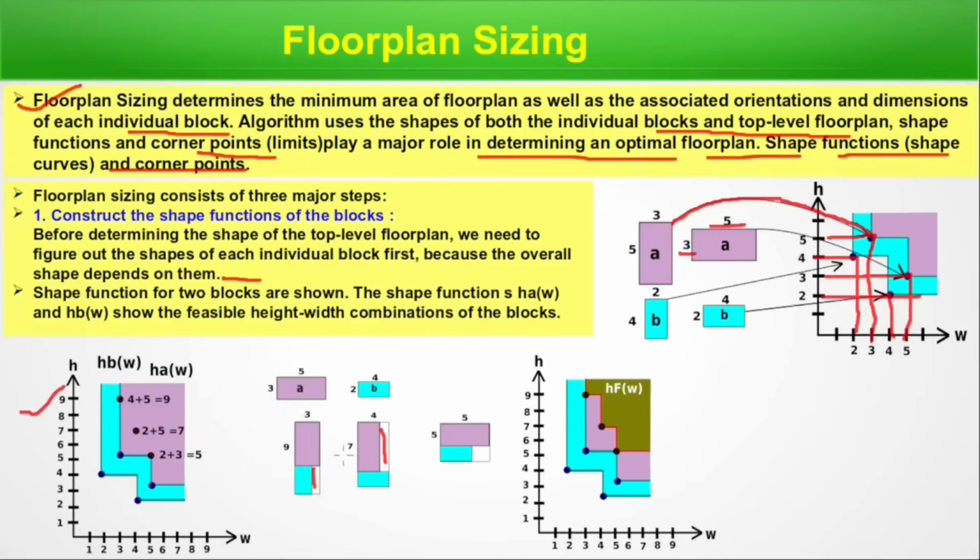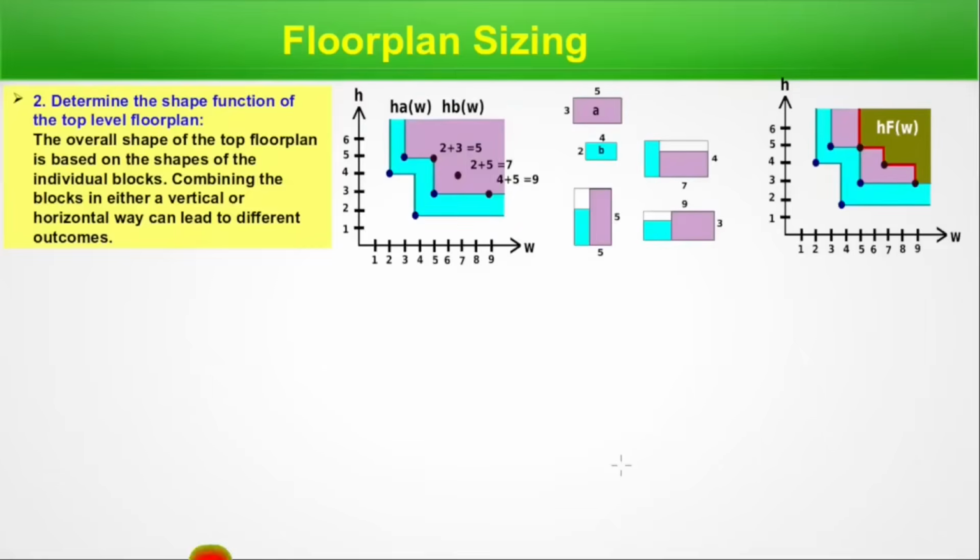9 by 3 is a 27 unit, 7 by 4 is a 28 unit, and 5 by 5 is a 25. Obviously this one is a minimum. Here we are, this is the shape function, and here we are positioning 4 plus 5, 9, 5 plus 2, and we are making the final height as a function of width. This way, this is the vertical approach. Now we will see the horizontal approach. So we are done with this slide. We will move to the next slide.